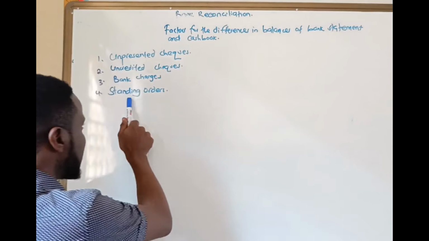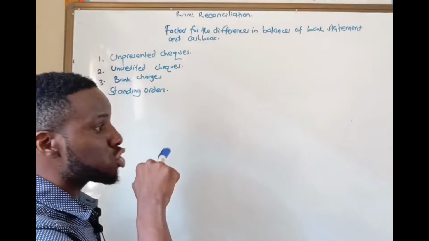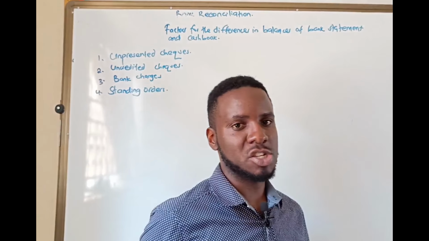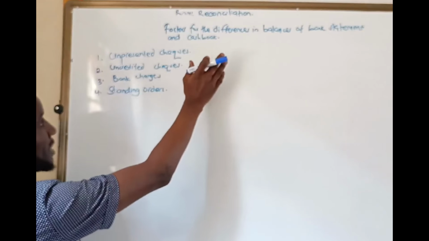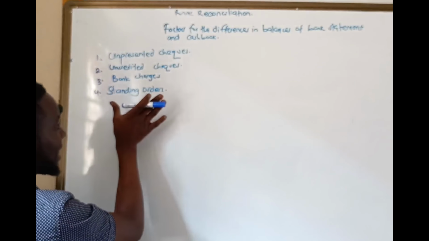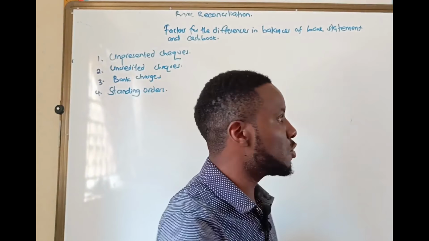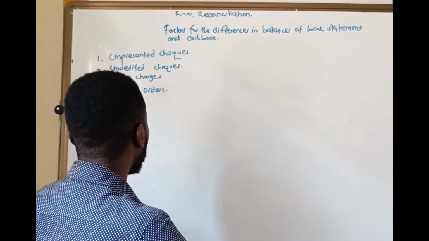This might not be reflected in your cash book, because you might not even know whether they released the money or not, because they will not send you a notification. So when you ask for the bank statement, it will show that this standing order was actually cleared. It was actually sent. So when you see this, you update your cash book.